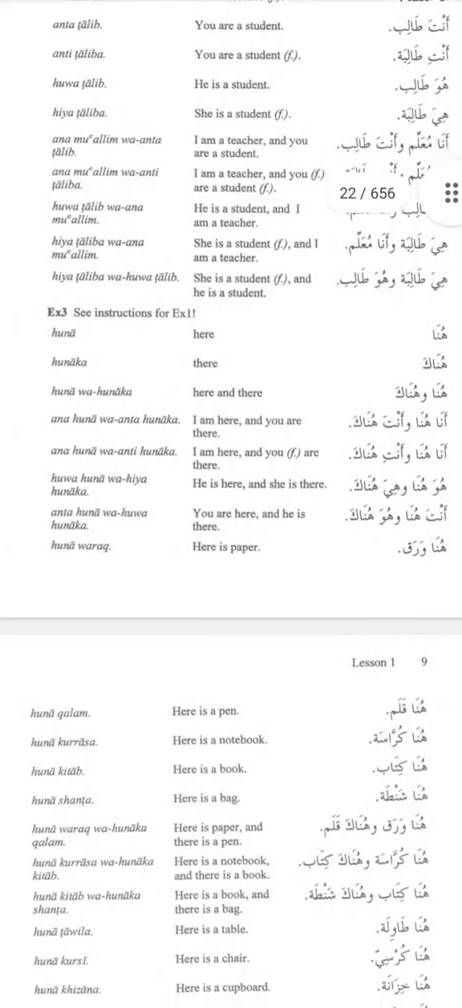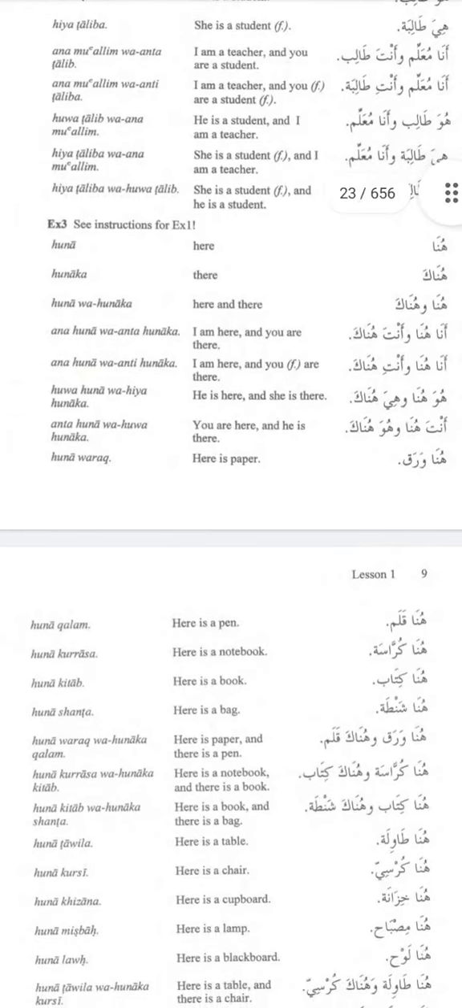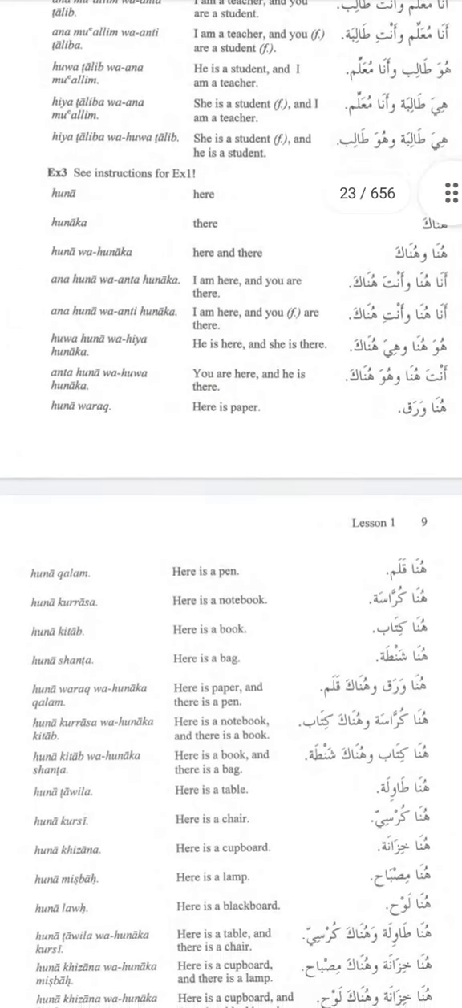Ana huna, I am here, wa anta hunak, and you are there. Ana huna wa anti hunaka, I am here and you are there. Huwa huna, he is here, wa hiya hunak, and she is there. Anta huna, you are here, wa huwa hunaka, and he is there.